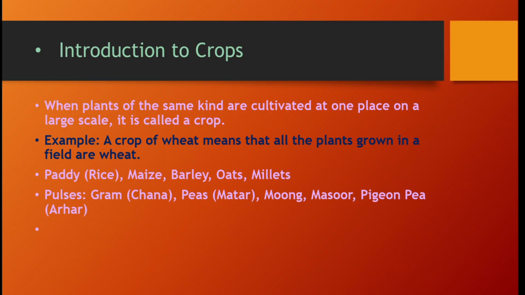This is called a crop. A crop in scientific terms is something whose plant is cultivated on a large portion of land for economic and nutritional purposes. For example, a crop of wheat means that all the plants in a certain area have wheat in themselves. Some other examples are paddy, maize, barley, oats, millets, pulses, gram, cereals, and many others.